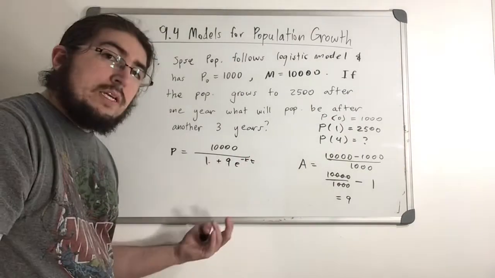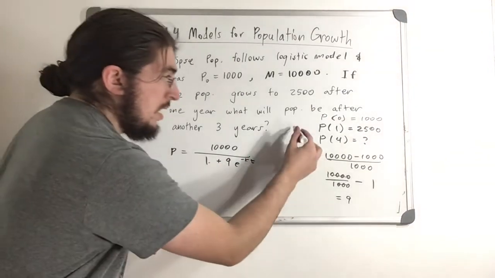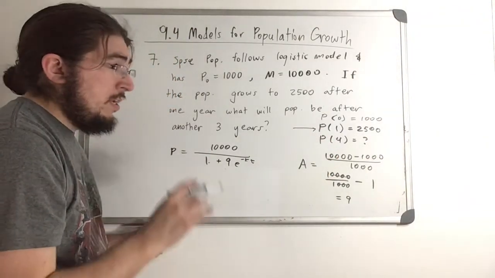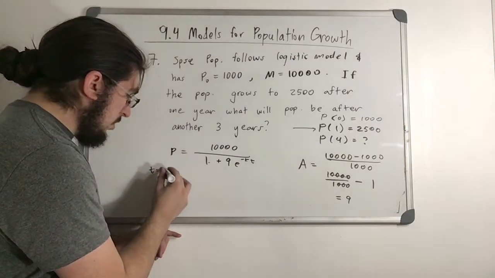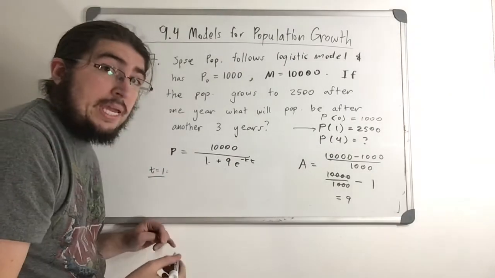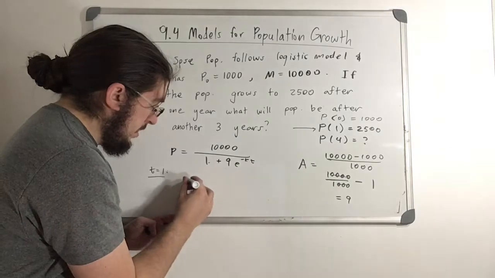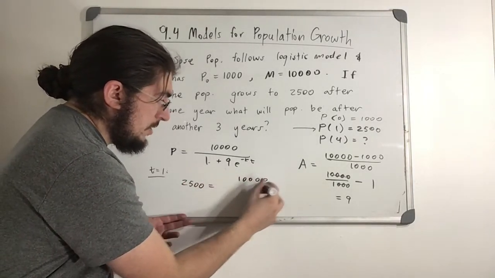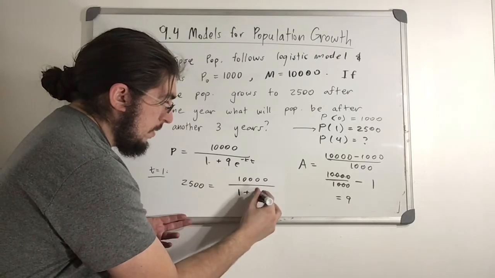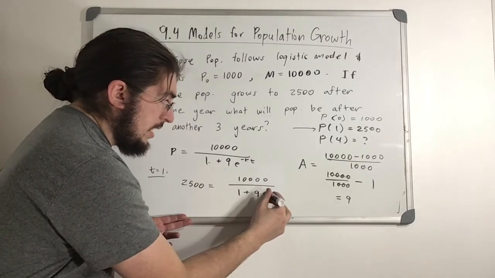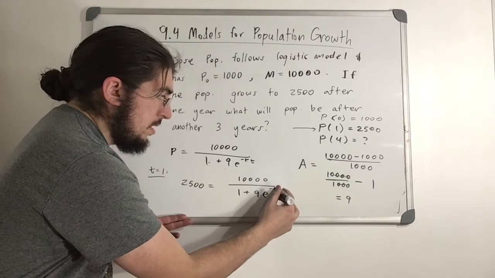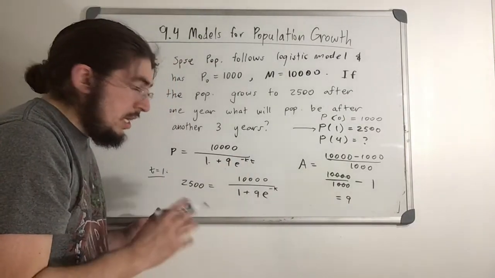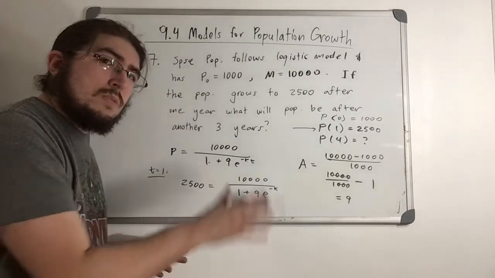Perfect. Now all we need to do is find k using this guy here. And in fact, we can do that right now. Notice, when t is equal to 1, P would be P of 1, which is 2,500. So we get 2,500 is equal to 10,000 divided by 1 plus 9 e to the negative k, because when t is 1, k times t is just k. Great, now we can solve for k. I need a little more space though.